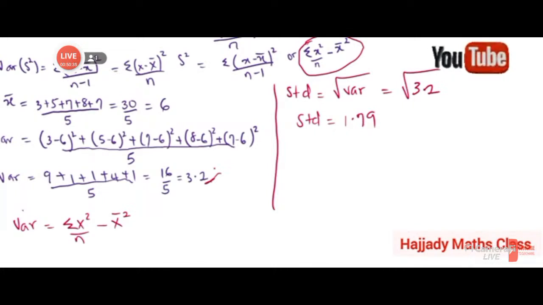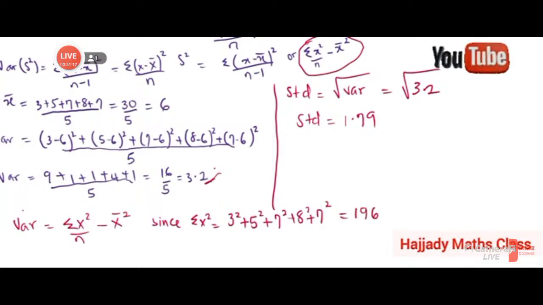The summation x squared means each of the observations squared. Each of the observations, that is 3, 5, 7, 8, 7, we are squaring each of them. It is going to be 3 squared plus 5 squared plus 7 squared plus 8 squared plus 7 squared. So this is the summation of our x squared, and that is going to give me 196.